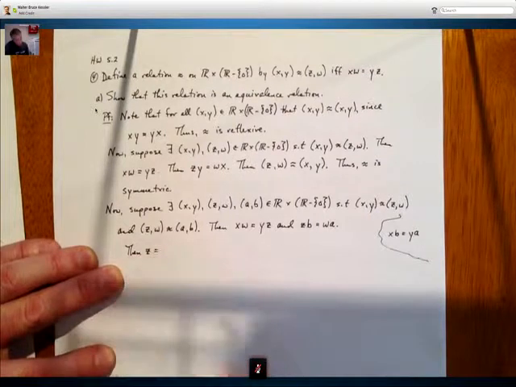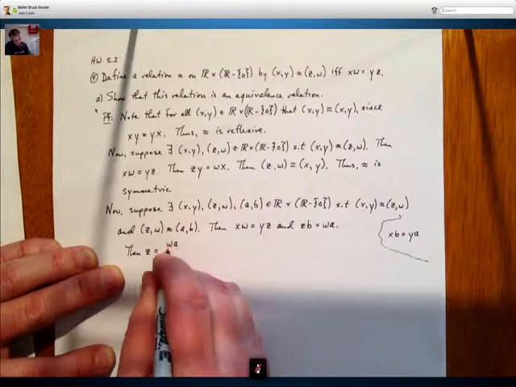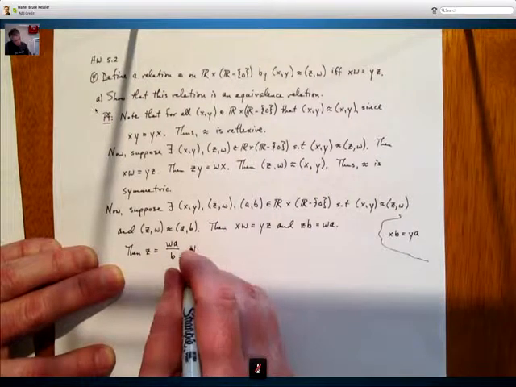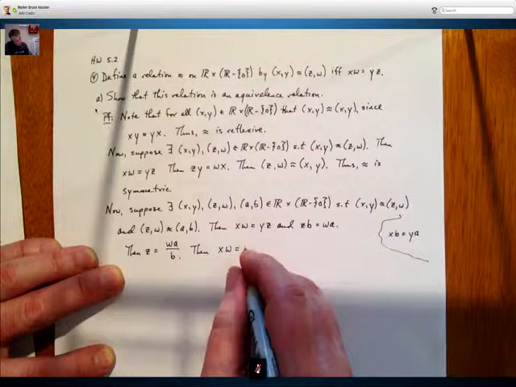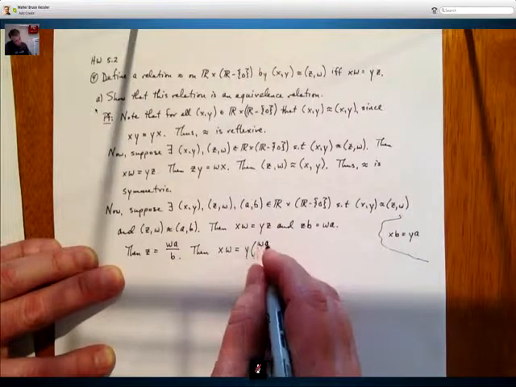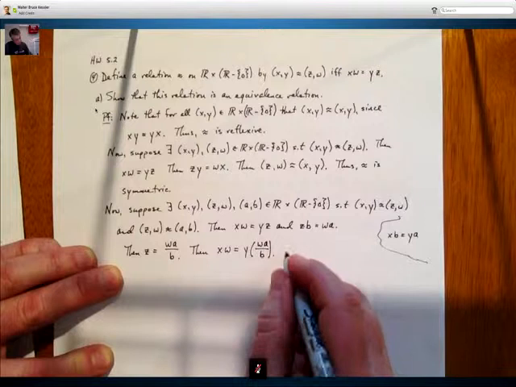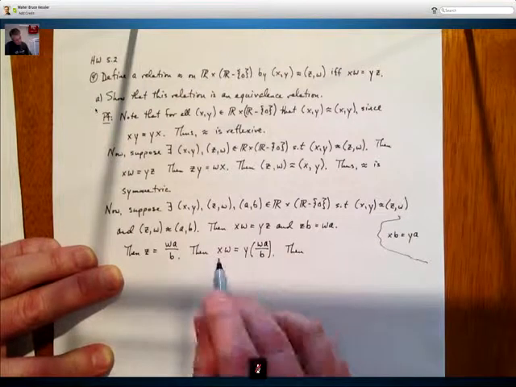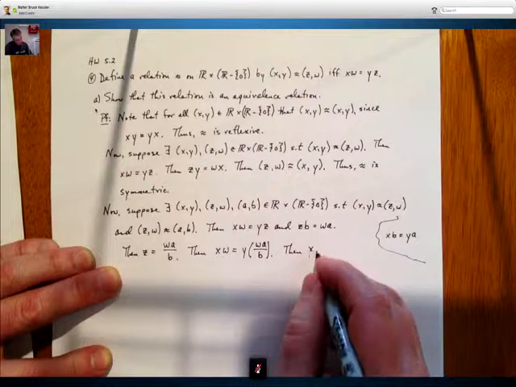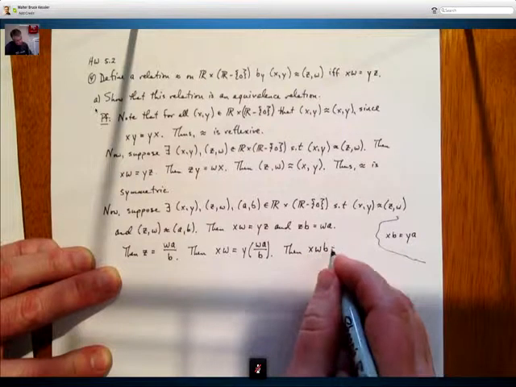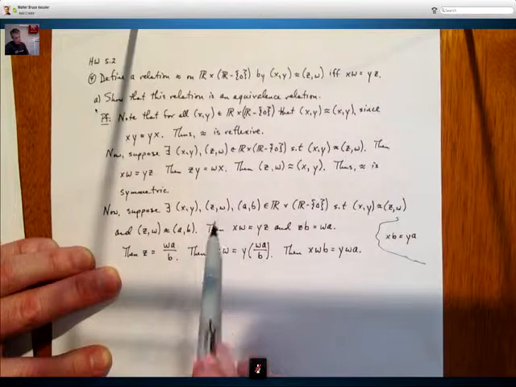Then z equals, and remember b is not 0, so I can say that z is wa over b, and then xw would equal y times wa over b. And so I can get that b over here now, multiply both sides by b, it's not 0, right? So xwb equals ywa, and remember that w is not 0.